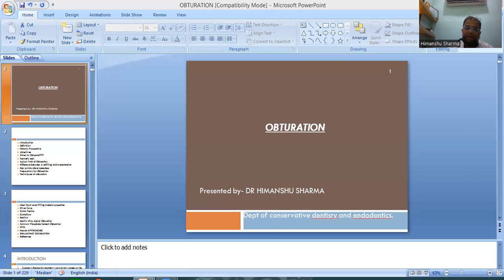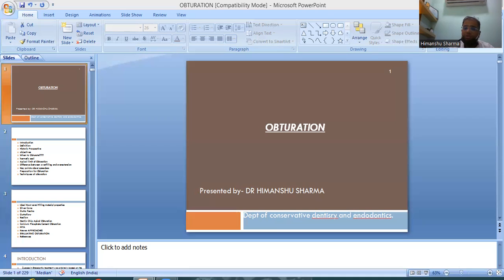Then the inverted point technique. It is indicated in open apex cases and canals with fairly parallel walls. Second, the gutta percha cone is selected as the primary point, and the serrated butt end of the point is inverted and tried in the canal. It should go to the working length and should exhibit tug back. A radiograph is taken to confirm its position. The canal is obturated like in the lateral compaction technique with this cone as the primary cone.